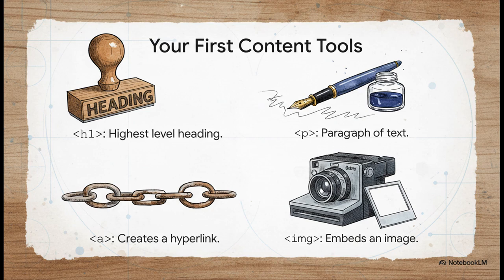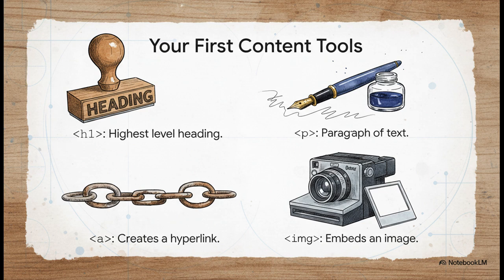Okay, so now that you know the basic grammar, here's your starter pack. These are the 4 most essential tools you're going to use all the time. You've got H1 for your main big headline, P for any paragraph of text, A for creating links, and IMG for, you guessed it, putting images on the page.